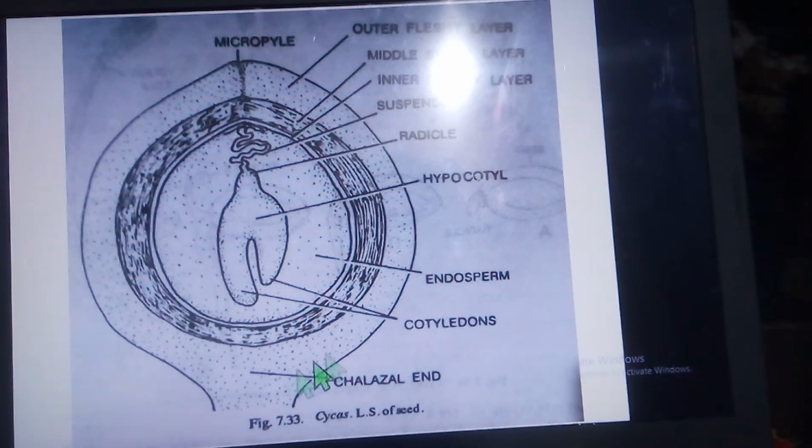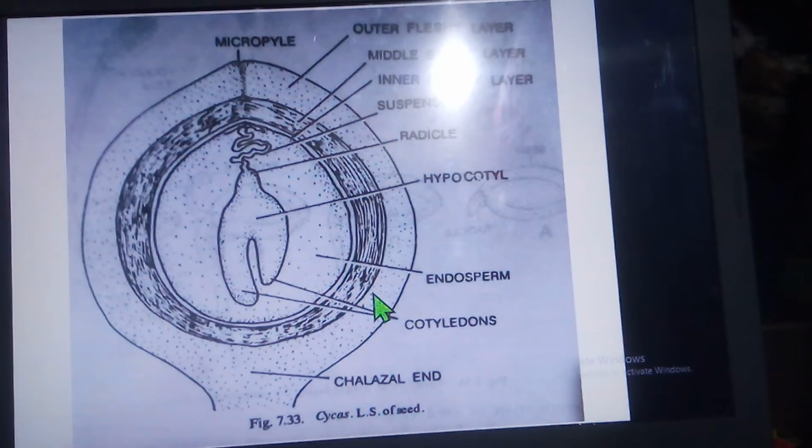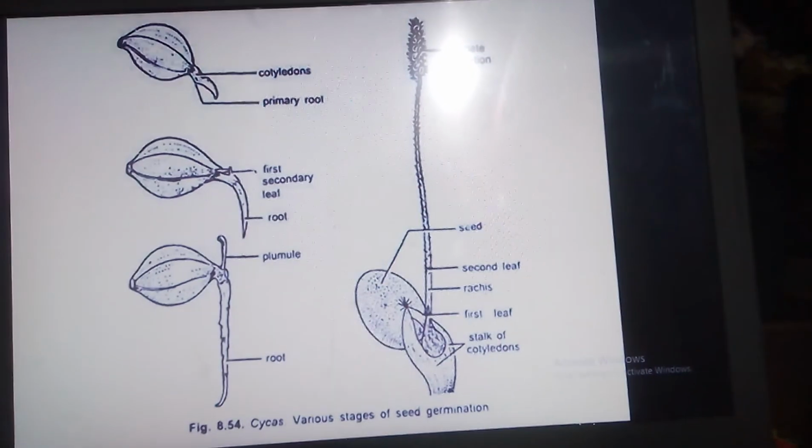Because the cotyledons remain on the ground, enclosed in the female prothallus or the female endosperm. So that is why we call this seed germination underground, that is hypogeal. Okay, that is all about the seed germination.